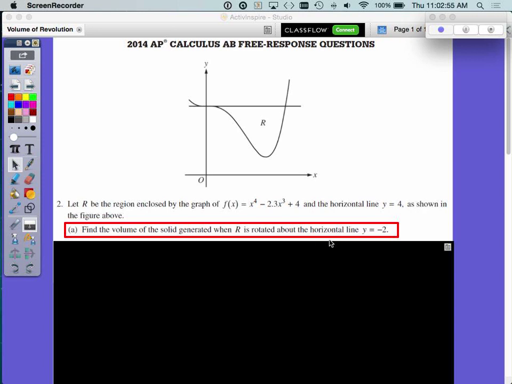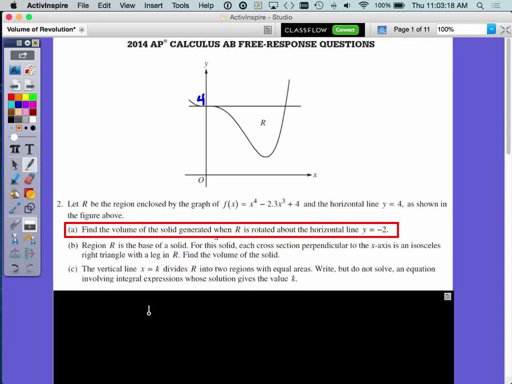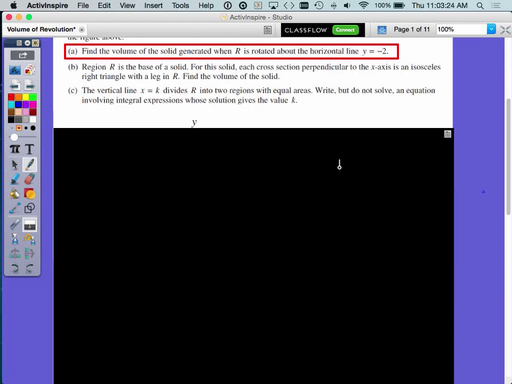Well, if we look at this function, we can see that this is going to have a y-intercept of 4. And so we know that this height up here is 4. And so we know that when we revolve around the line y = -2, that's going to be down here someplace. And so this graph is going to extend way down the page. So the first thing we need to do is get the graph of this. So I've already set up part of this.